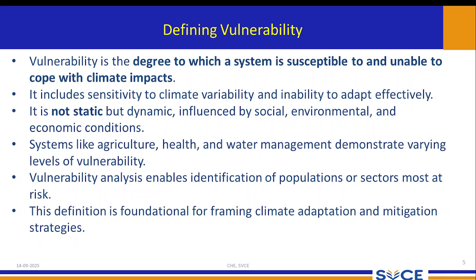It includes sensitivity to climate variability and inability to adapt effectively. It is not static, it is dynamic, influenced by social, economic, and environmental conditions. Systems like agriculture, health, and water management demonstrate varying levels of vulnerability. So we will go one by one and see what vulnerability is in the agriculture field, health, and water management. Vulnerability analysis enables identification of populations or sectors most at risk. This definition is foundational for framing climate adaptation and mitigation strategies.